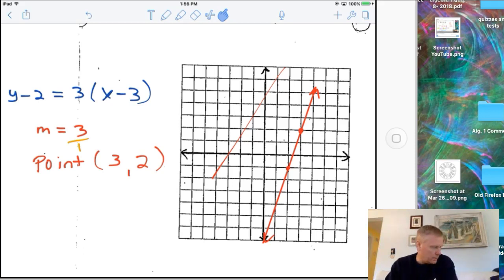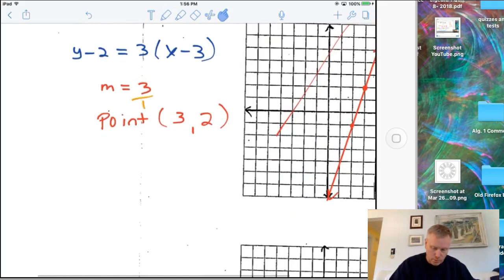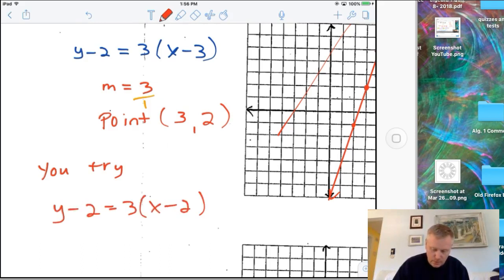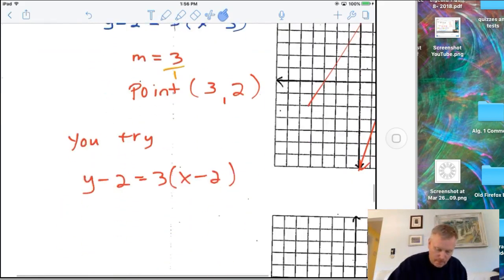All right, so that is more about linear equations and the point slope form. I think that's good. Tell you what, if you want to do one you try thing, you can. I want you to take the equation y minus 2 equals 3 times x minus 2. This will be the last problem.